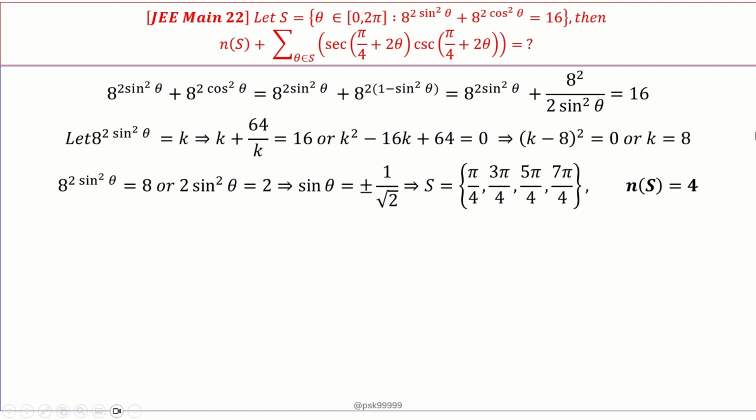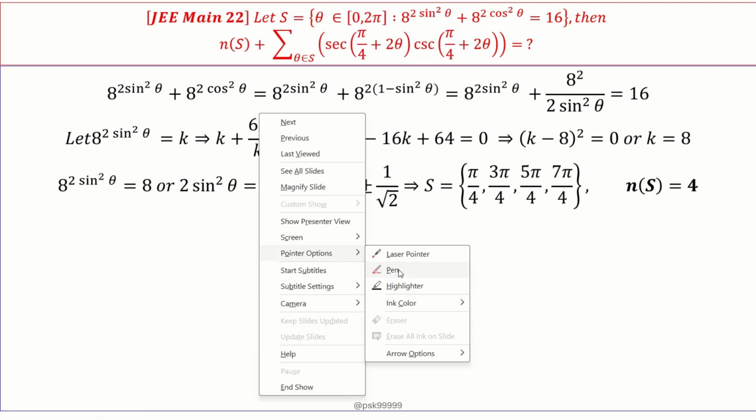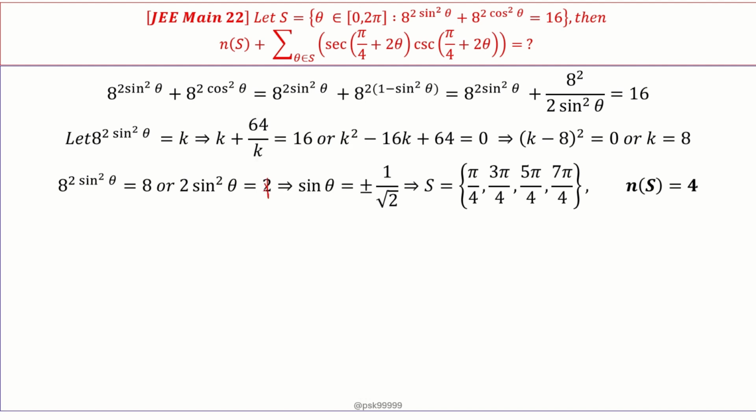Sorry, 2 sin square theta equal to 1. Not 2. This is 1. Okay. That implies sin theta is equal to plus or minus 1 by square root of 2. And plus or minus 1 by square root of 2 is defined at 4 points in 0 to 2 pi, right? For sin theta.